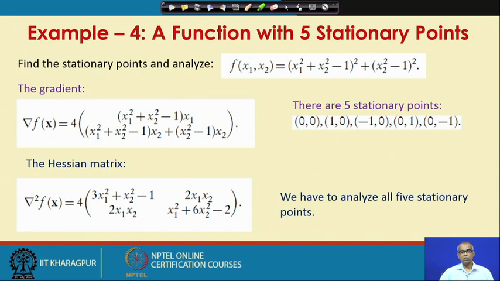So, now let us consider Hessian. It is a two variable function. So, Hessian will be 2 by 2 symmetric matrix, and we have to analyze all the 5 stationary points considering whether the Hessian matrix is positive definite or negative definite or positive semi-definite or negative semi-definite or indefinite at all of these 5 stationary points.